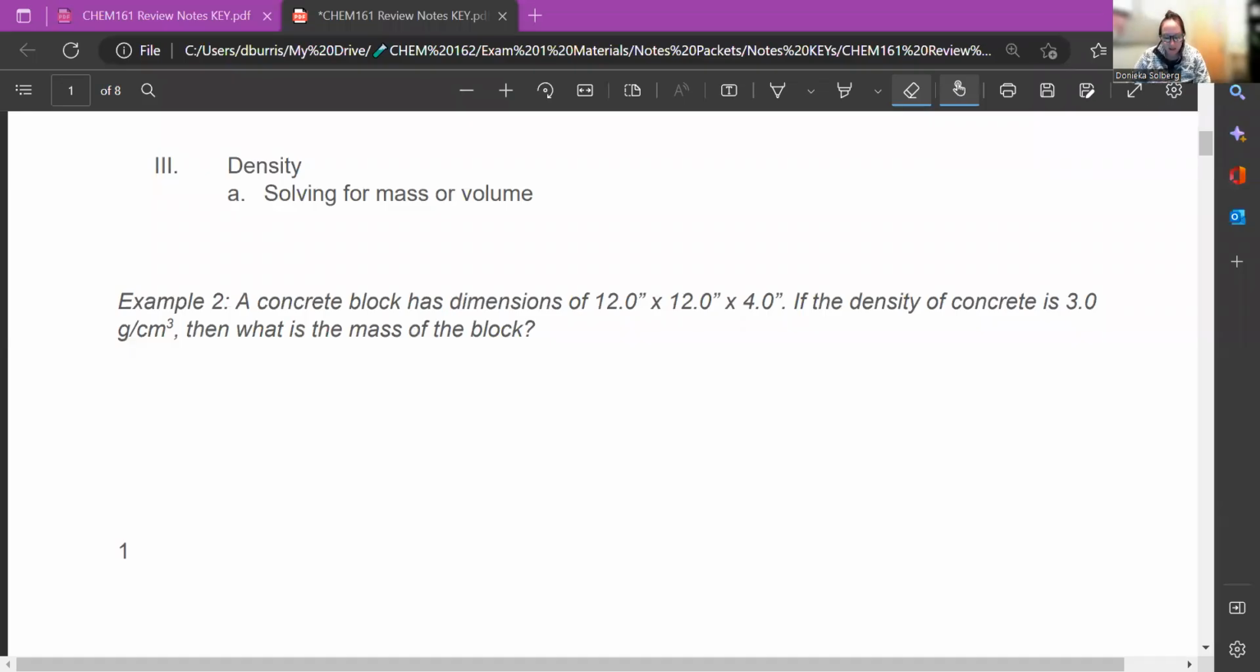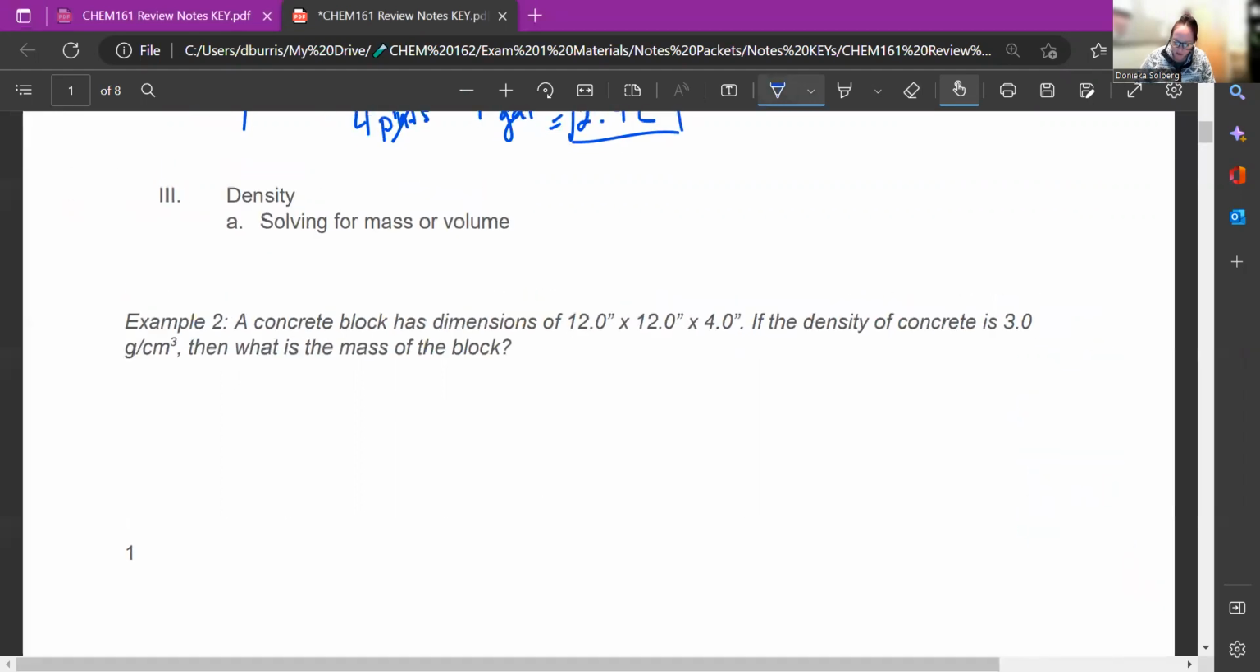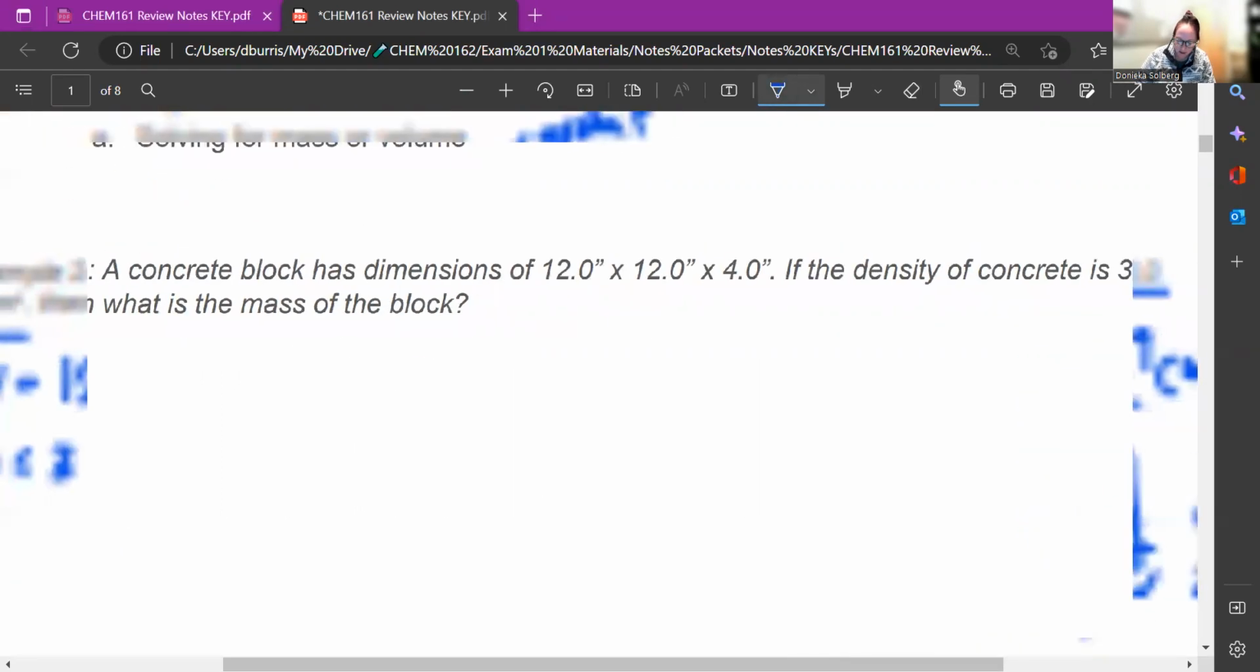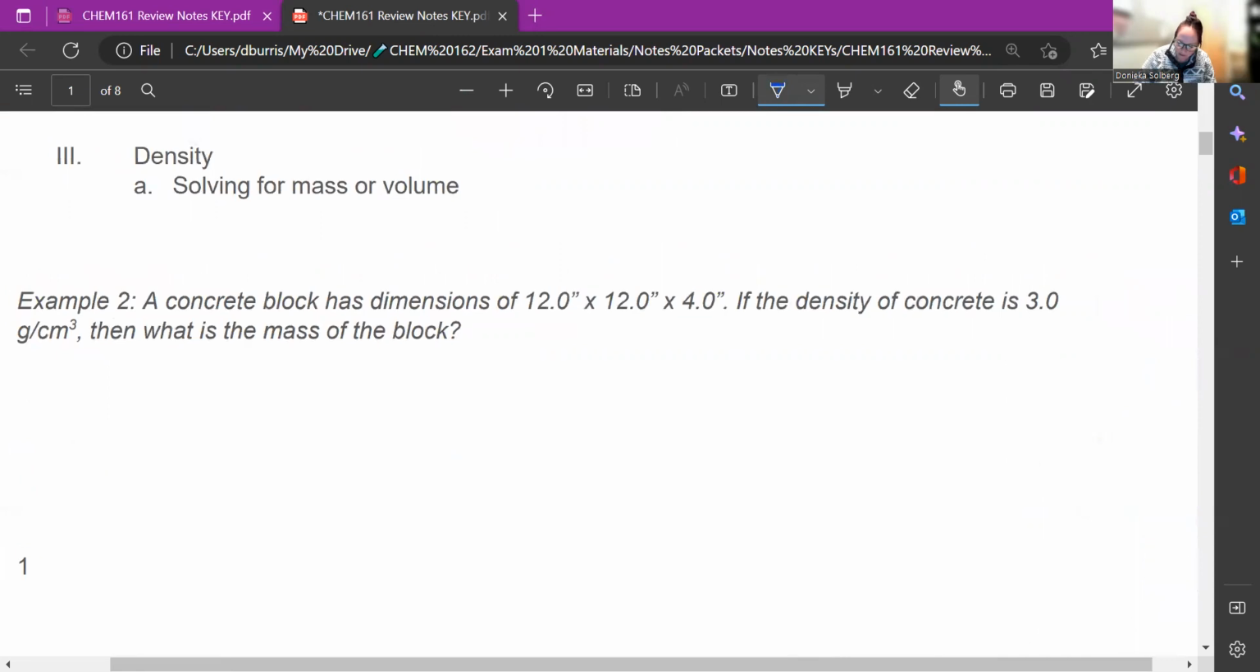Okay, so density, hopefully you guys remember, is mass over volume. That's really the only equation that you need to know for it. Density equals mass over volume.